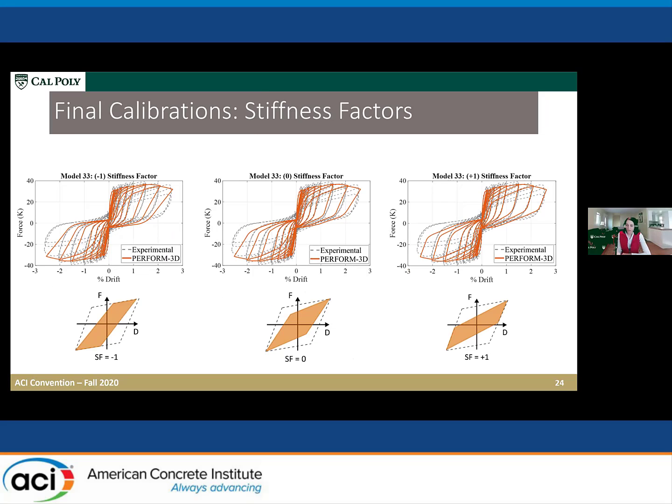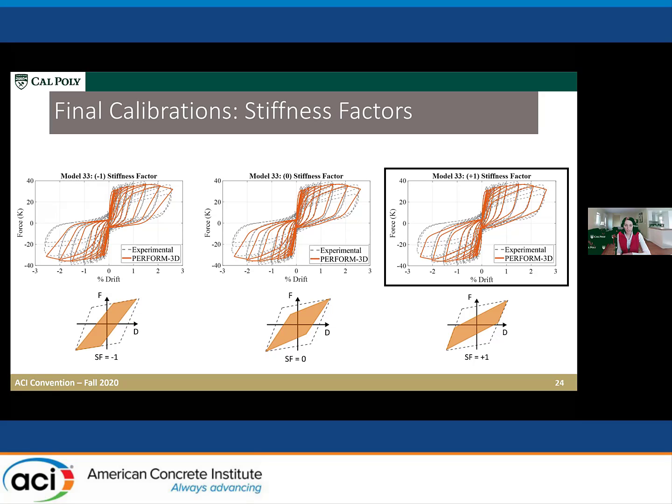They also examine stiffness factors. There are various ways that you can specify the unloading and reloading stiffness to control energy degradation. They looked at the options of -1, 0, and +1, and what they ended up with as the best match is the +1 value in terms of capturing that 2.5% return on the loop. So if you're looking at that specific return, you'll see that that does a much better job.